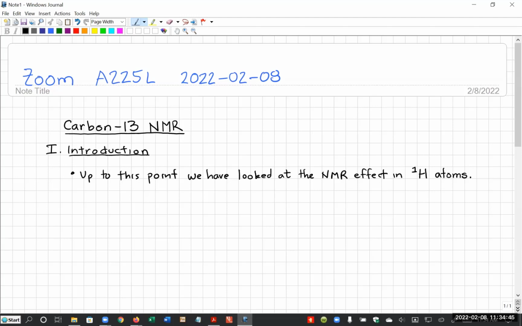We talked about equivalence, integration, chemical shift, and splitting. But when we were doing this, we were looking specifically at what we might call hydrogen 1 atoms, by which we mean the isotope of hydrogen that literally has only one particle in its nucleus, that particle being one proton. Okay. That is fine. We saw that there's a lot of use to that.